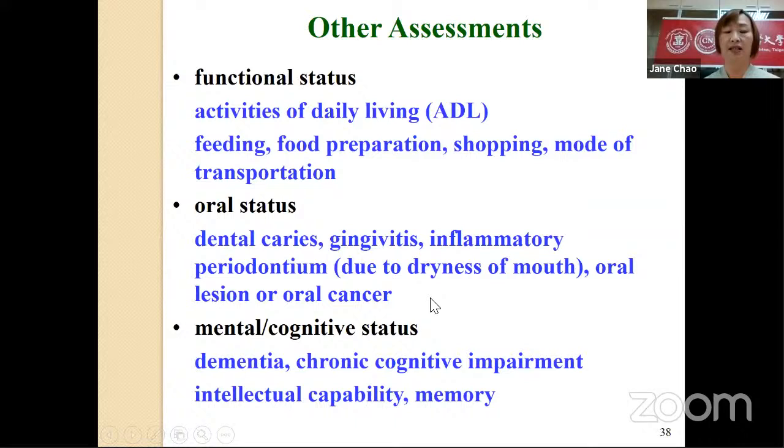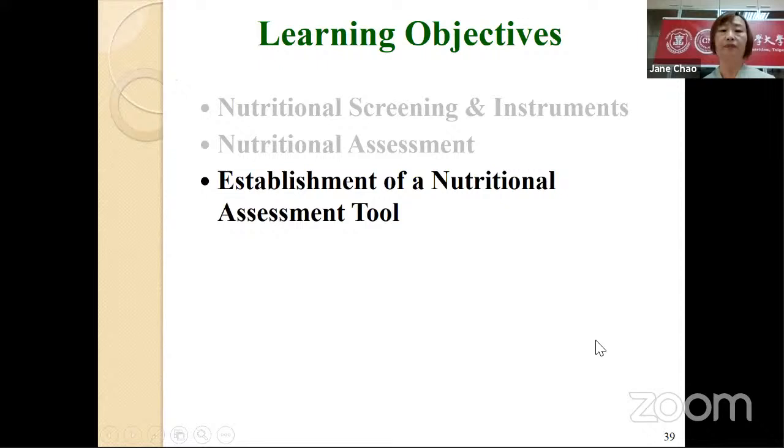Mental or cognitive status means we'll use a questionnaire to identify whether you have dementia or other impairments, cognitive impairment, or memory impairment. So we can use questionnaires or images of your brain to identify whether you have mental or cognitive problems. And if you do, they also indirectly or directly affect your oral intake or your nutritional status. The final part I will briefly introduce is the establishment of a nutritional assessment tool.